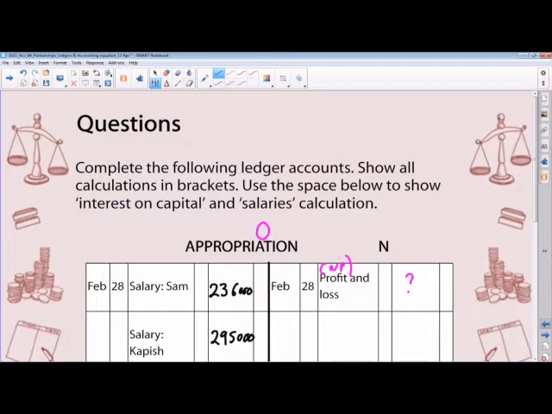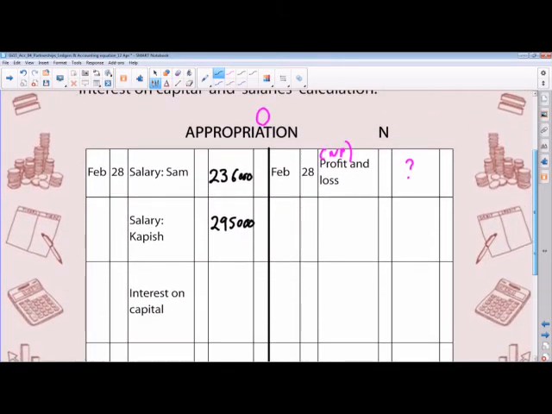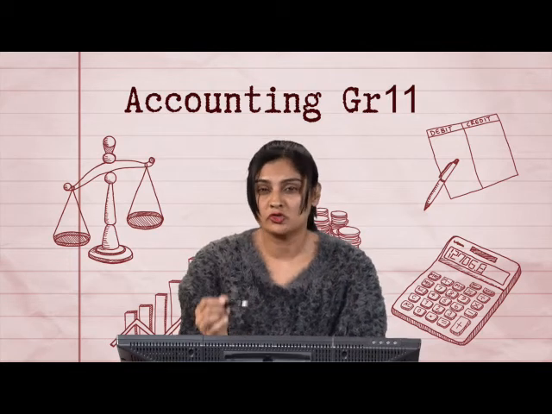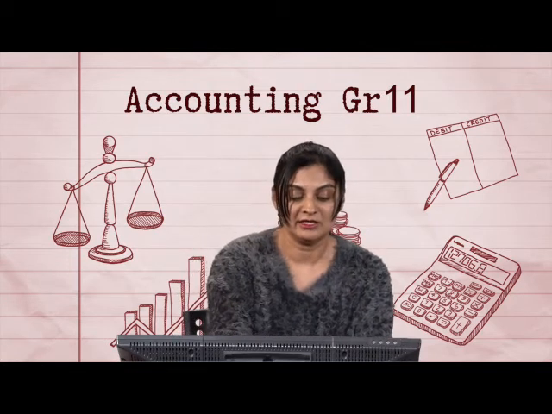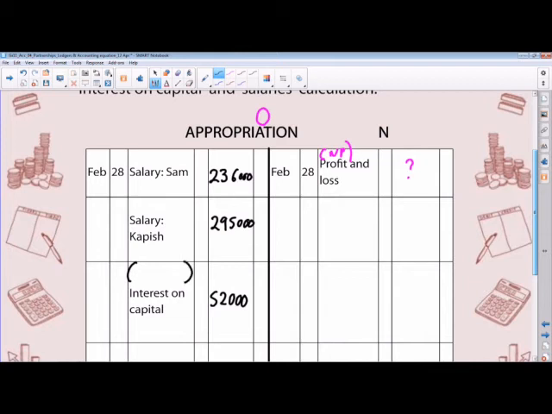Okay, so the amount, interest on capital, 52,000. Right, not difficult, guys, quite straightforward, but obviously there's a bit of calculation. Please make sure that you show your calculations either in brackets or on a separate page. In this case, a page was given to us for us to show our calculation.